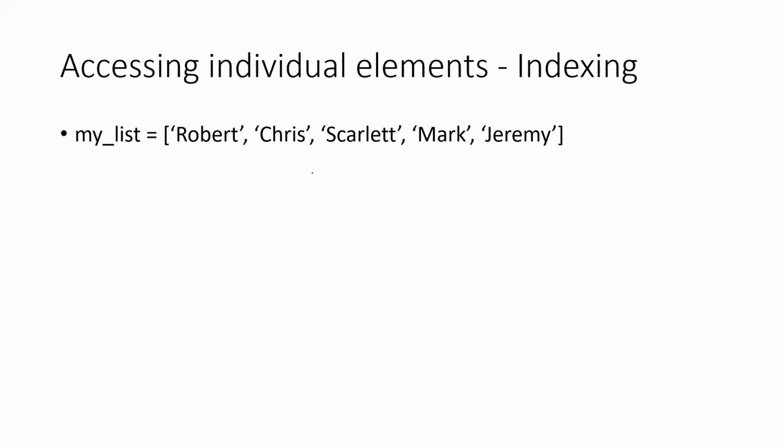Okay, so I just added another element to have more elements here. So we have this list composed of Robert, Chris, Scarlet, Mark, and Jeremy. And well, we have indexing. As I told you, this starts from 0. This one is 1, this one over here is 2, 3, and 4. Okay, so this is how you index each one of them.